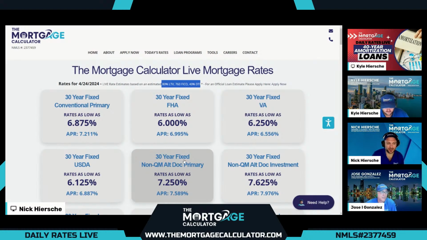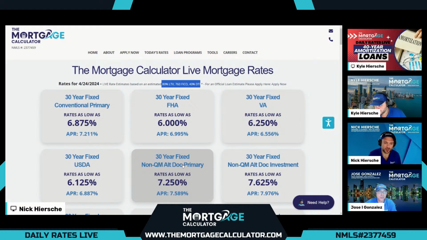So same scenario, but again, just a quick screen here that shows all the options. So rates as low as 7.25 for our bank statement options. And the final APR comes in at 7.589 here. As you notice, it's within a half a point of conventional, because you can see them all on the same screen now. Conventional 7.211. And to use bank statements, we can go as low as 7.589 for the same scenario.